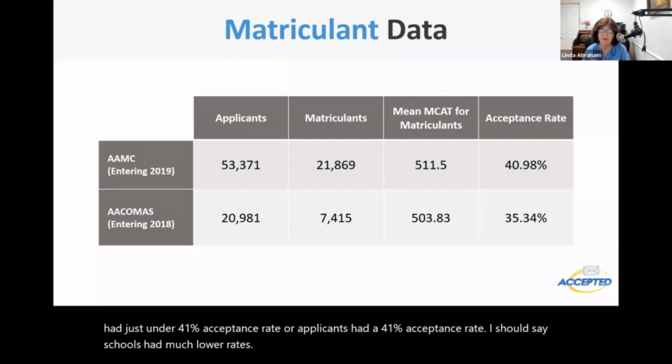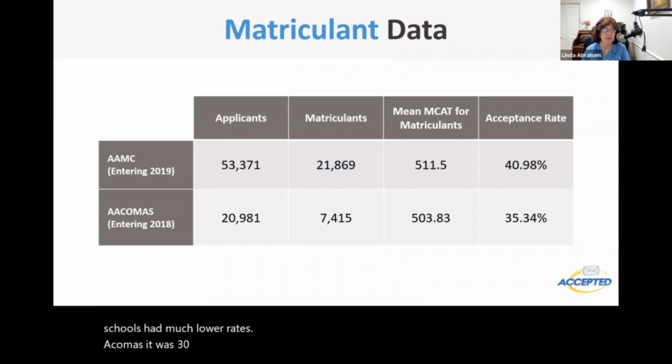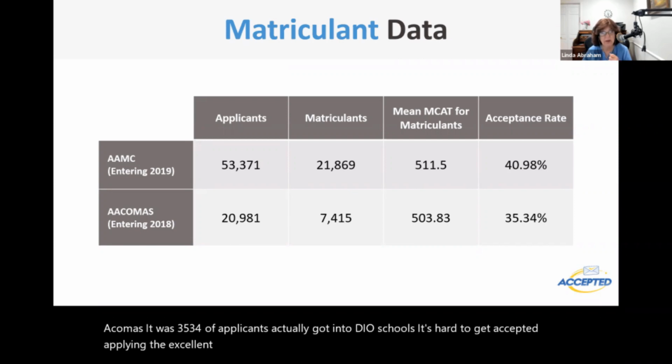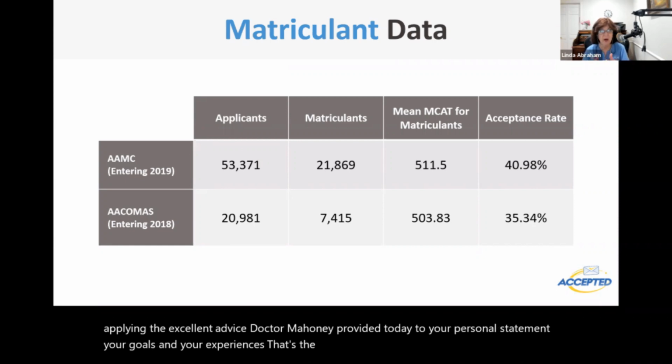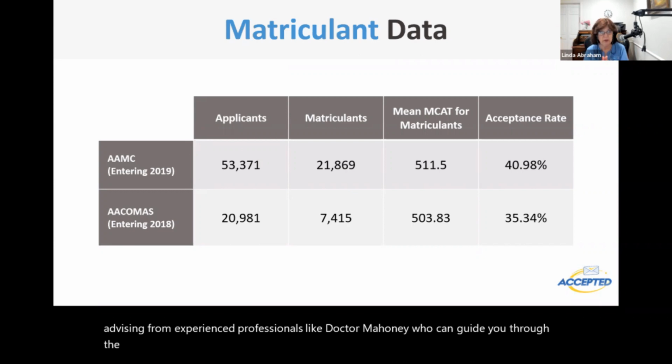COMAS, it was 35.34% of applicants who actually got into DO schools. It's hard to get accepted. Applying the excellent advice Dr. Mahoney provided today to your personal statement, your goals, and your experiences, that's the how of applying. And that how begs for individual advising from experienced professionals like Dr. Mahoney, who can guide you through the marathon that is med school admissions.